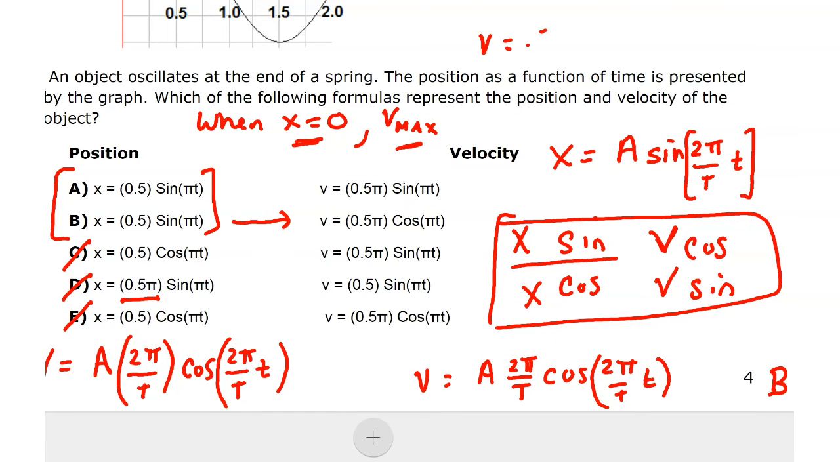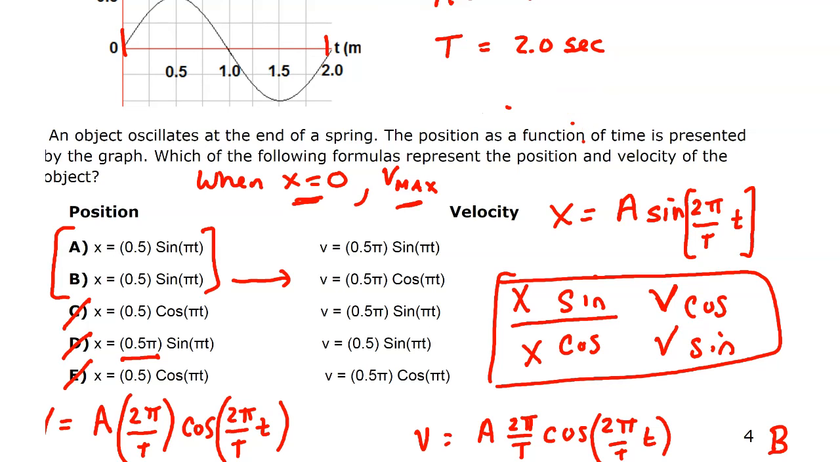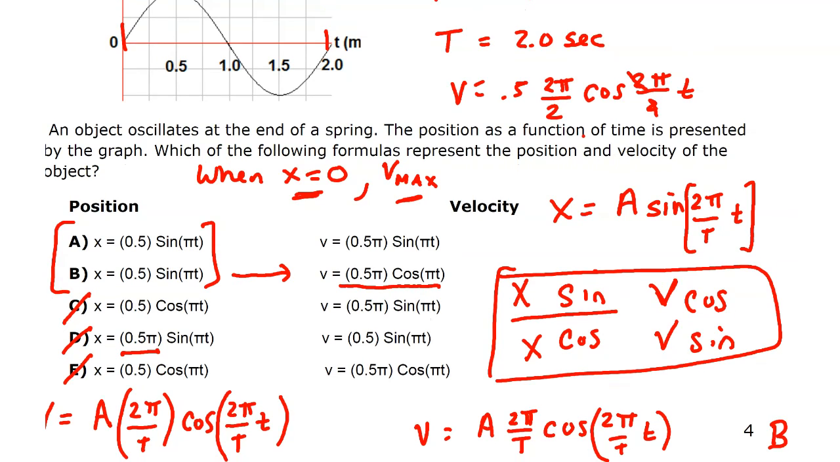The amplitude is 0.5 times 2 pi over t. So the velocity is v equals a, which is 0.5, times 2 pi over t. Look at the picture: the period is 2, times cosine 2 pi t over 2. So it turns out to be 0.5 times 2 is 1 over 2, and there's your 0.5 pi, and 2 over 2 is just pi, and there's your answer. And that's it for this worksheet.